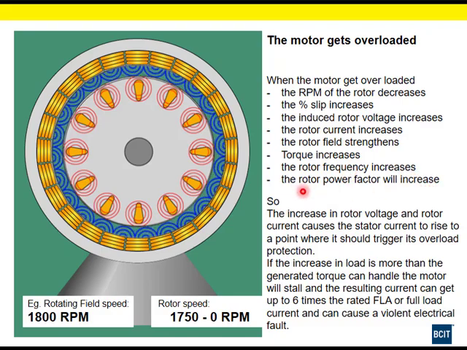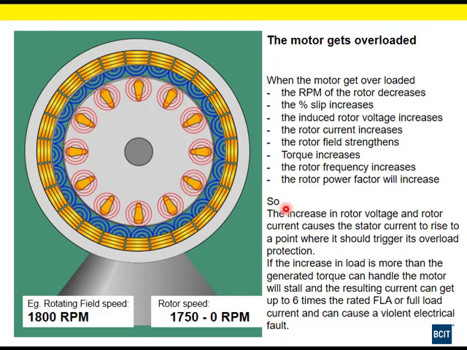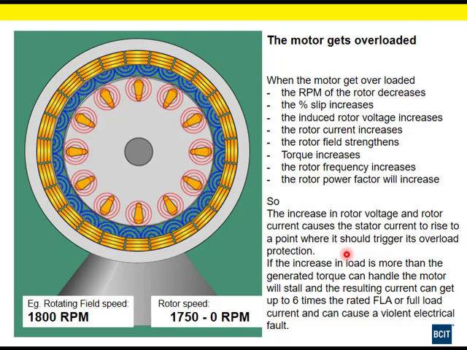So when we're looking at overloading a motor, this condition is basically more load than the motor can handle. More than it's designed to handle. So the increase in the rotor voltage and the rotor current causes the stator current to rise to a point where it should trigger its overload protection. This is what the overloads that we put in our motor circuits are looking for. They're looking for that abnormally high, well, when you get down to it, rotor current.